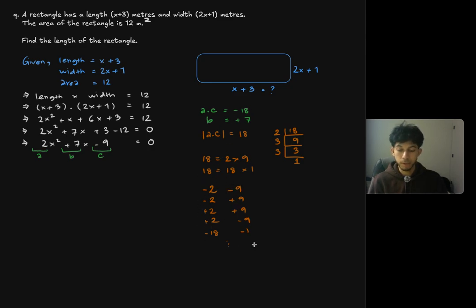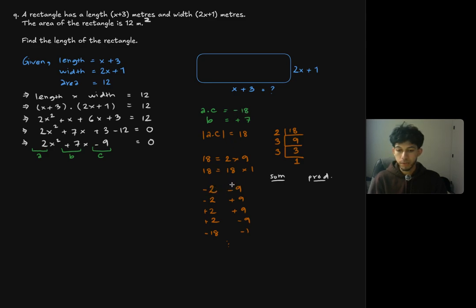If you haven't done middle term factorization before in this particular method, it might go over your head until this point, but once we circle back, it will all make sense. What are we going to do with all of these combinations? Well, we are going to check them against the sum and the product. The sum in this instance is b, which is plus 7, and the product is a times c, which is negative 18.